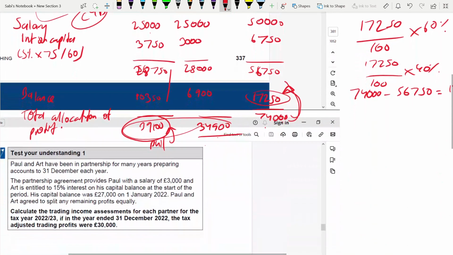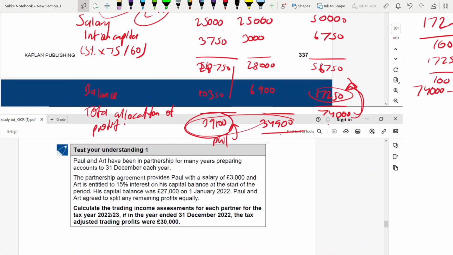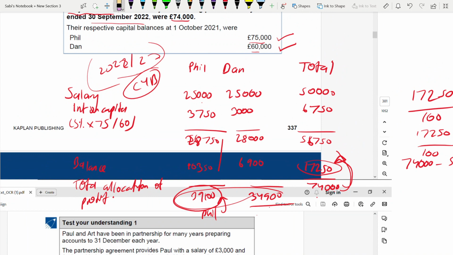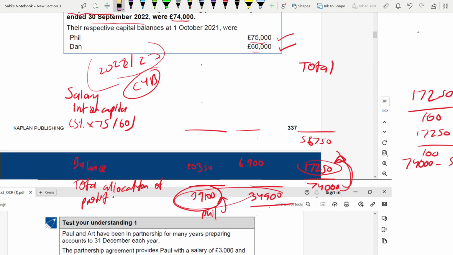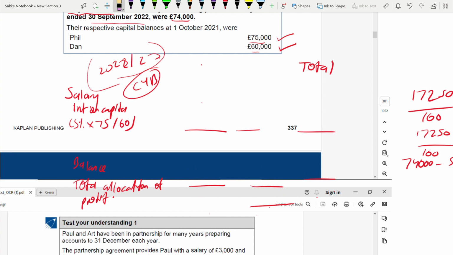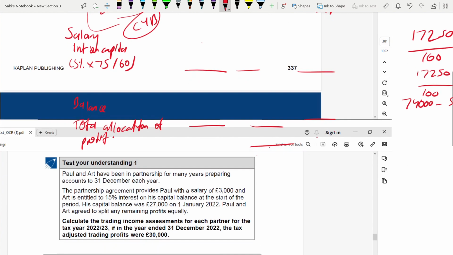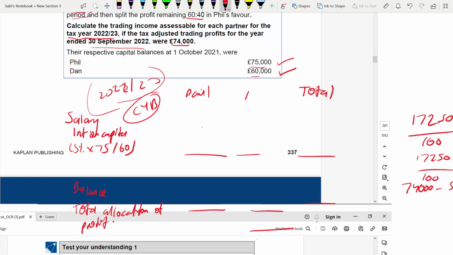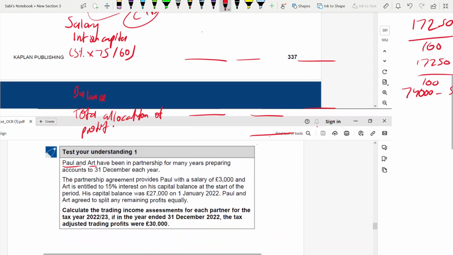Now, next question. Test your understanding 1. Here also we have two partners, Paul and Art. We have salary, we have interest on capital, then by using the balance we have to find the rest. We'll quickly do this like we have done here. We'll just change some of the names and the amounts, of course. It will be the same way of finding. Rest all remains the same. We have Paul and Art, so same pattern: Paul, Art, total. Can you understand the pattern?